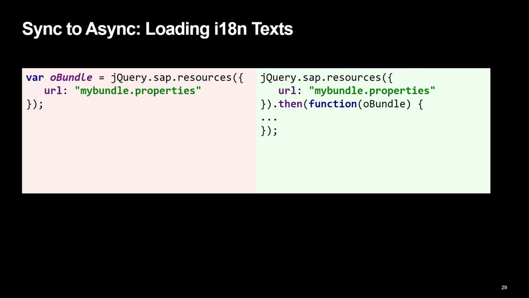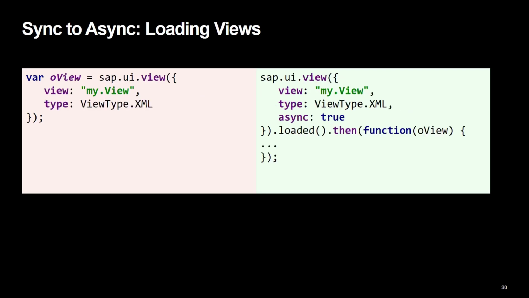I18N texts are a little bit different. We still use jQuery sub resource. This time it will give you a promise, and then you consume it. We will try to get rid of this in the near future because we want to get rid of jQuery sub.